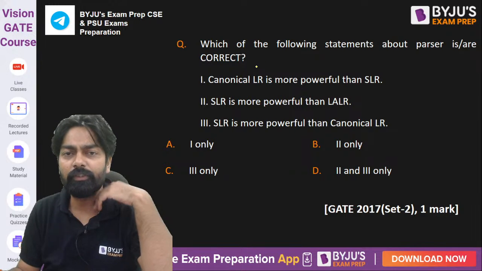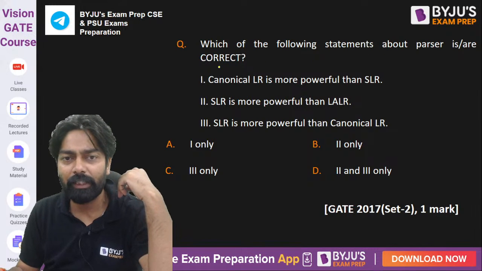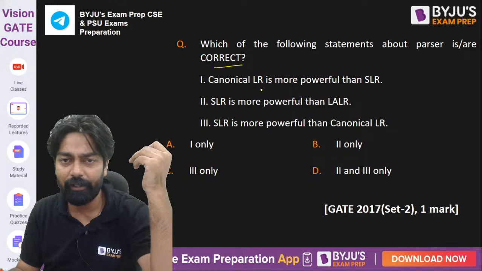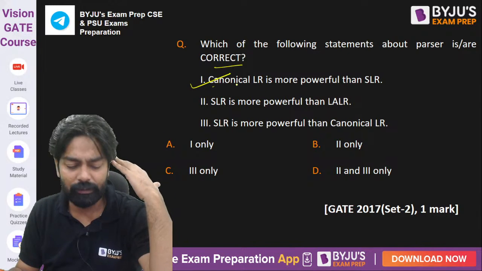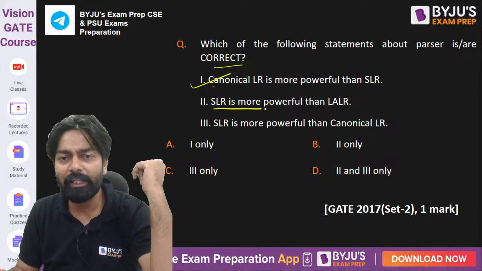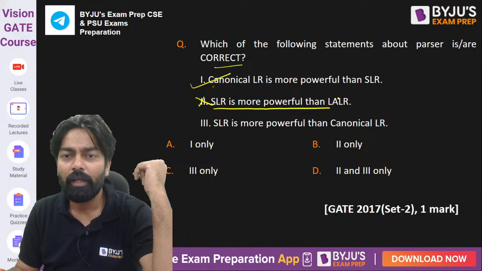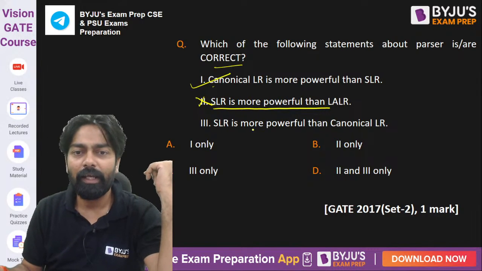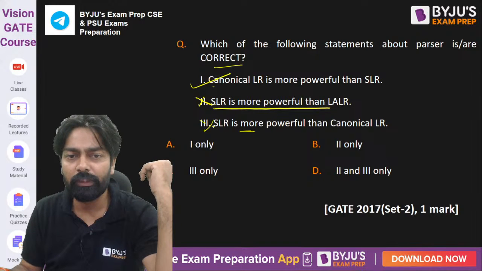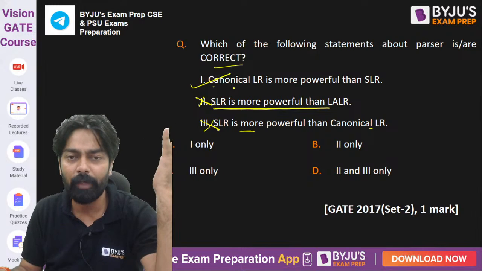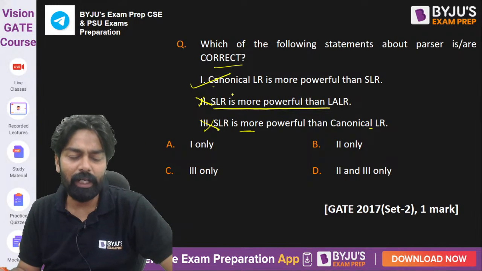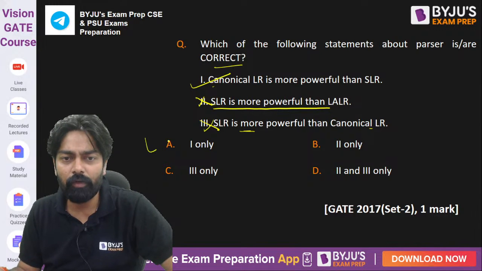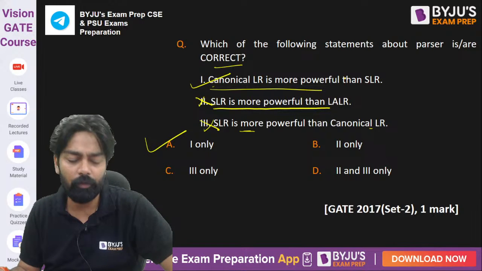Now, see this question also. Which of the following statements about parsers are correct? Even though we will see this one in detail in tomorrow's class also. What is canonical LR? CLR is more powerful than SLR. Yes, CLR is the most powerful parser. SLR is more powerful than LALR? No, LALR is more powerful than SLR. SLR is more powerful than canonical LR? No, this is also wrong. Canonical LR, I told you, is the most powerful parser because it will accept a larger number of languages. But practically we use LALR, look ahead LR. So the answer is the first one only: canonical LR is more powerful than SLR.